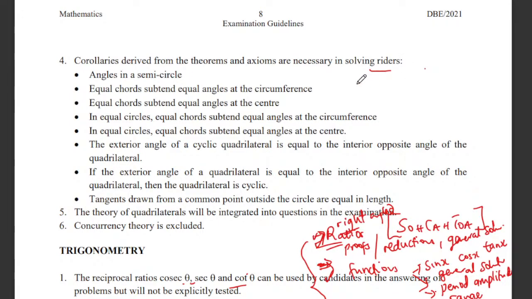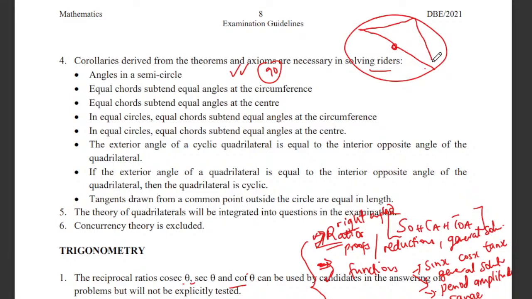So number one, angles in a semicircle, remember, it will be a 90. So it's like you have a circle and there has to be a diameter. Okay, so if this line is a diameter, then the angle at the corner has to be a 90. That's what they're talking about, angles in a semicircle. Then equal chords will subtend equal angles at the circumference, we know that. Then equal chords subtend equal angles at the center. Then in equal circles, equal chords subtend all of that.